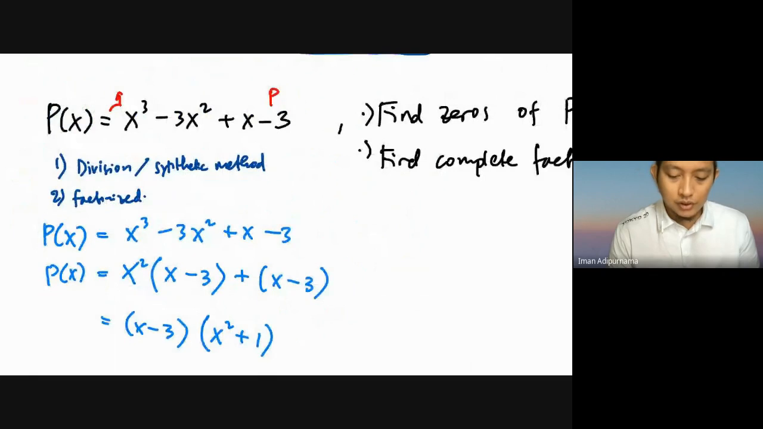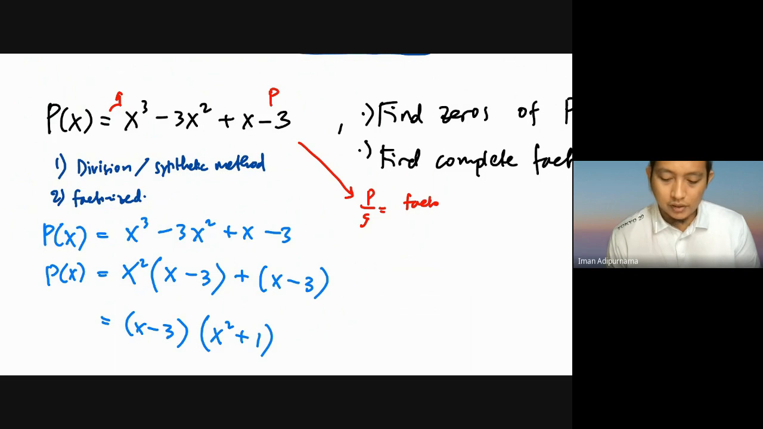But if you want to check with p over q, then you can only find the real zeros, and probably there will be some real zeros in this situation. Let's say we have p over q, so we have factors of 3 divided by factors of 1.